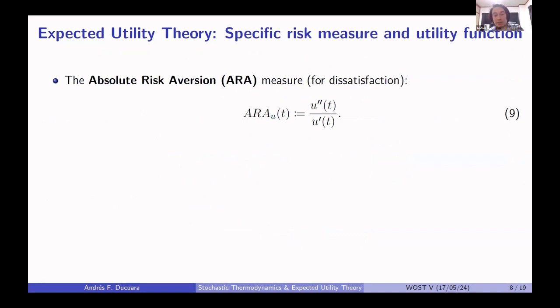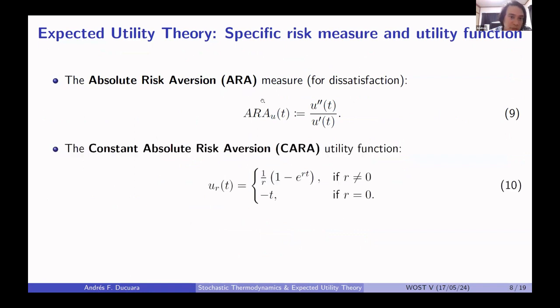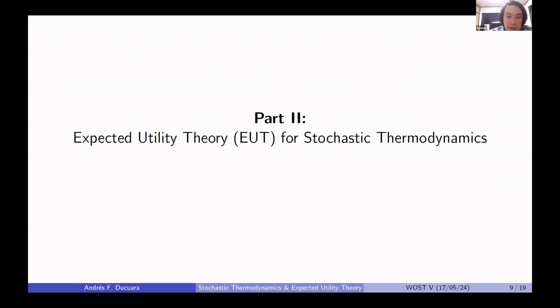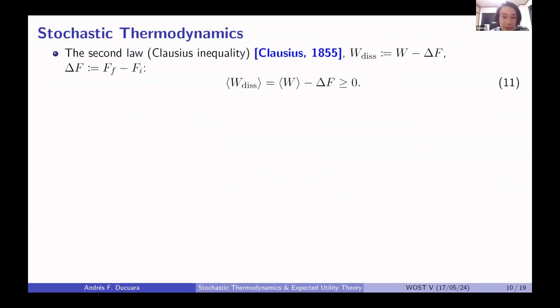Okay, so given that risk attitude corresponds to the curvature of the utility function, economists have defined measures for risk aversion. This is one of them. There are more. And with this type of measure, one can ask for a utility function that leaves this measure constant. And in this particular case, this is the function. So in principle, these are all the ingredients that we're going to need from expected utility theory. And now we can move on to see how we can apply these ideas to stochastic thermodynamics.